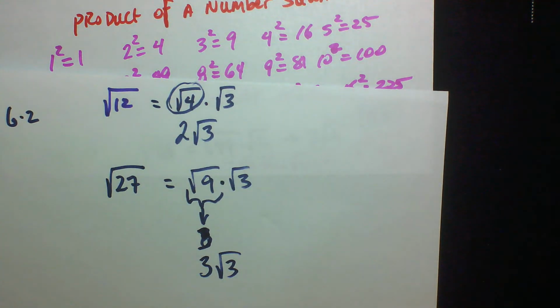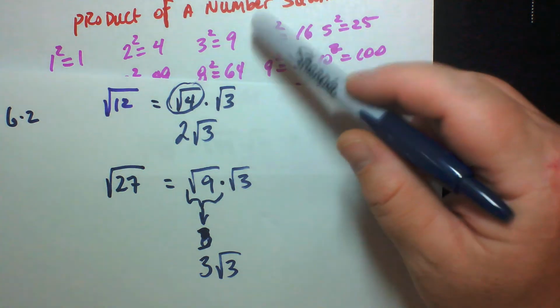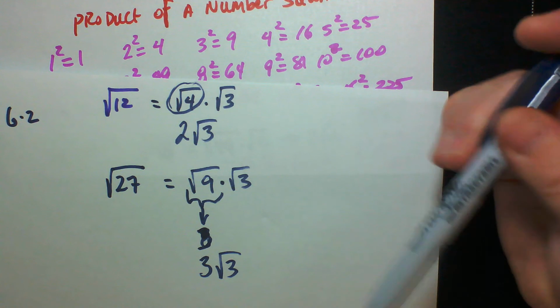How many guys got that? 3 times the square root of 3. Dang, that's it. It's easy, right? I got 4. But 16 doesn't go in. Can't use 16, you have to use 9. 9 goes into 27 3 times. You see? You guys want to try one more?